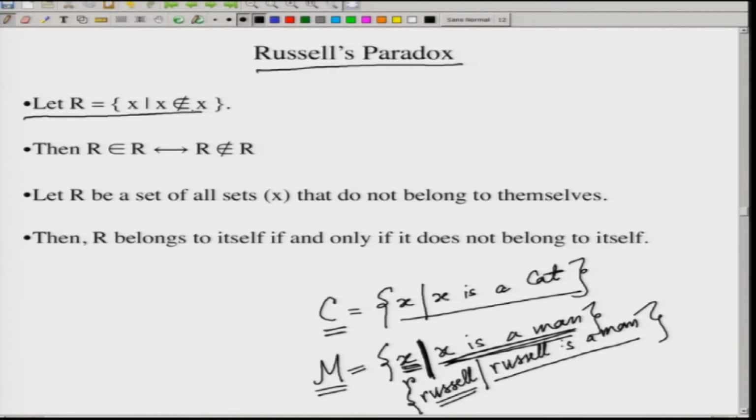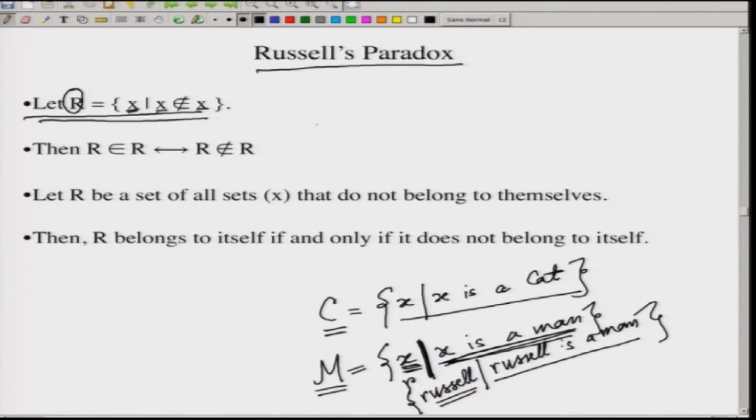Because nobody prevents me from writing a condition like this. Cantor never said that you cannot write a condition like this. But the problem then is whether this set R belongs to itself. So far it is fine that R is a set of all sets x such that x does not belong to itself. The problem is that R also is a set.